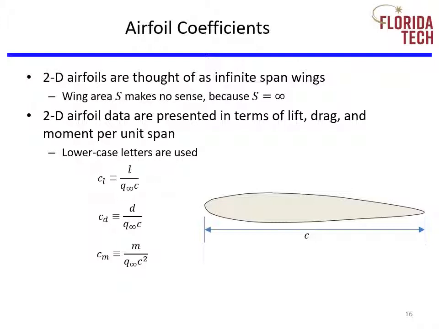We have reduced the number of variables to only three, so we can now compare aerodynamic bodies without regard for size or free stream flight conditions. Next, we'll explore how these coefficients vary with angle of attack, Reynolds number, and Mach number.